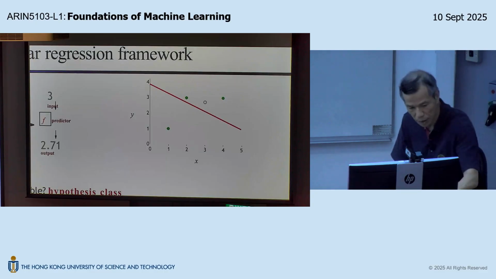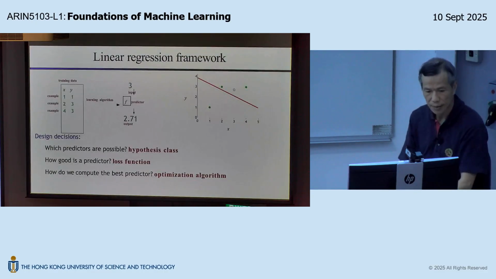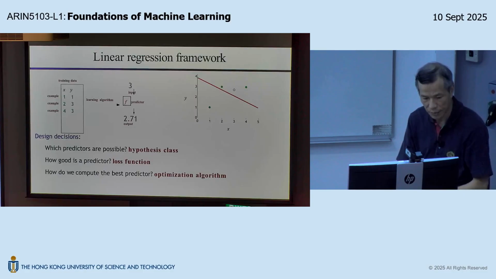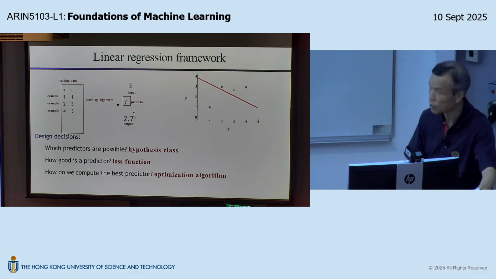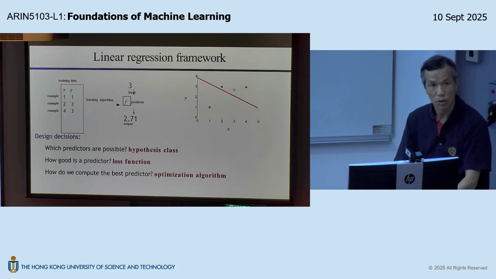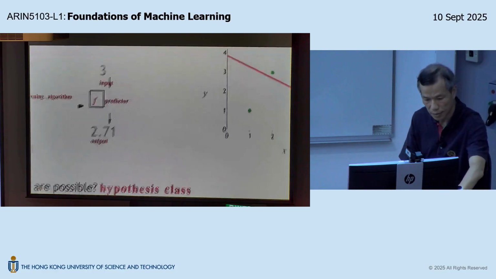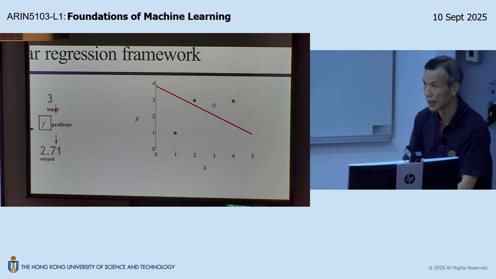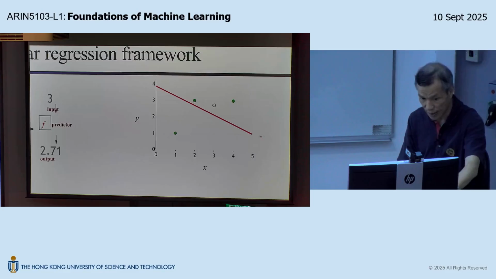That means that in a regression problem, first of all you have to decide several things. The first thing is which predictor to use. You have to define the hypothesis class. For linear models, obviously this line is one possible model in my class. But obviously this is not the only straight line that you can use, right?